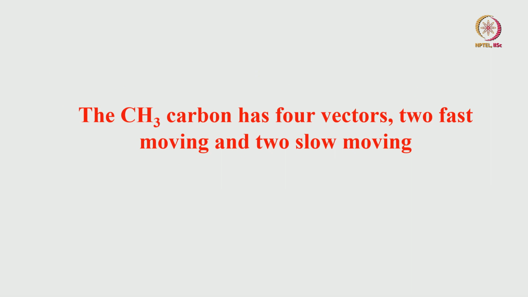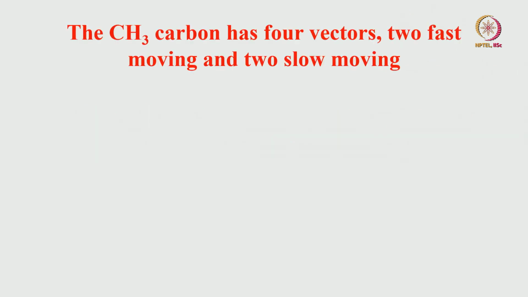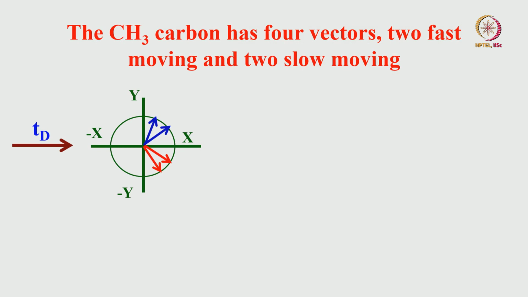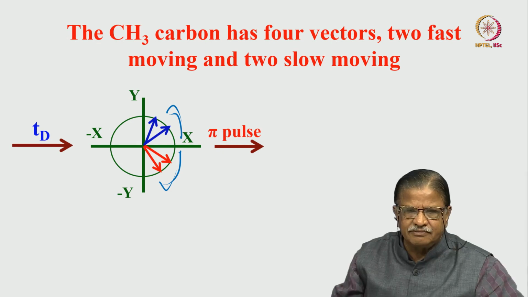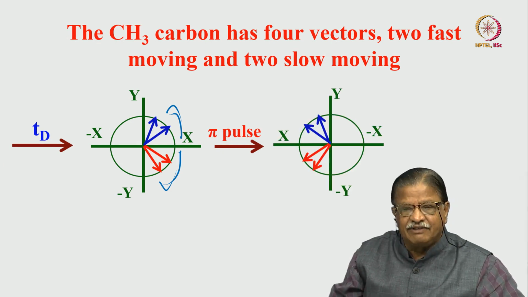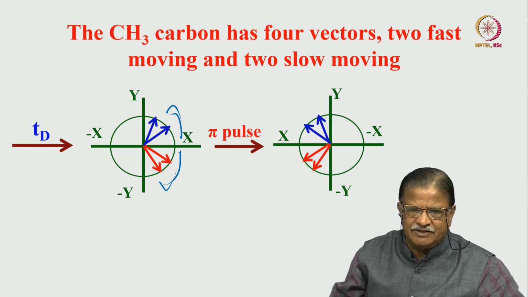CH3 carbon, remember, has 4 vectors. From the center, we have 1 3 3 1. But what is going to happen is like this. Okay. So now let us see, CH3 carbon has 4 vectors, 2 fast moving and 2 slow moving. After the TD delay, they will be like this. 2 fast moving and 2 slow moving will be like this. After applying a pi pulse, then again reverse it. The pi pulse inverts the magnetization.